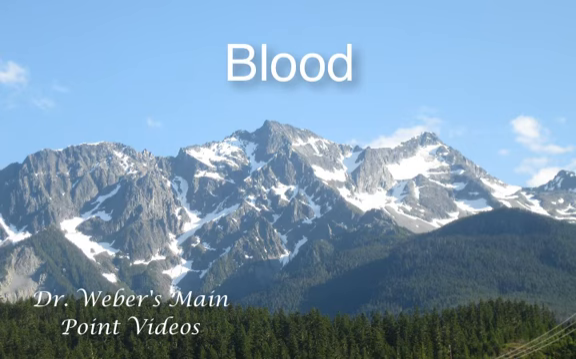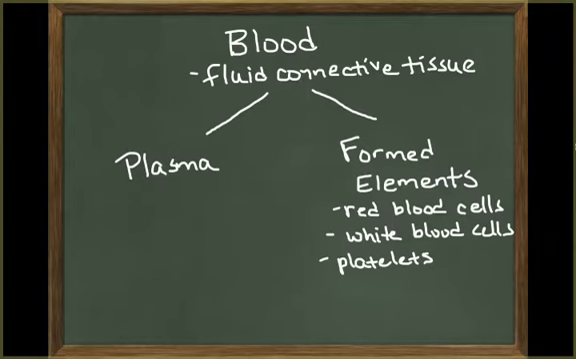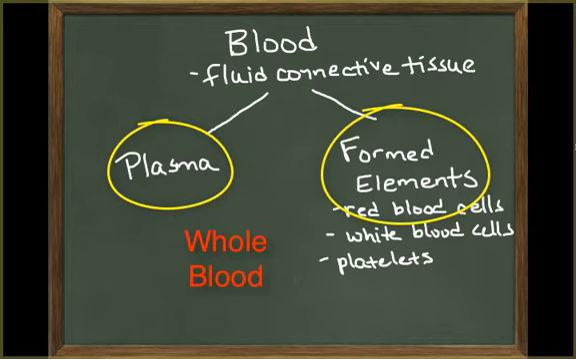This segment is on blood. Blood is a fluid connective tissue that contains a fluid matrix called plasma and formed elements. Formed elements include red blood cells, white blood cells, and platelets. The term whole blood refers to the combination of plasma and the formed elements.